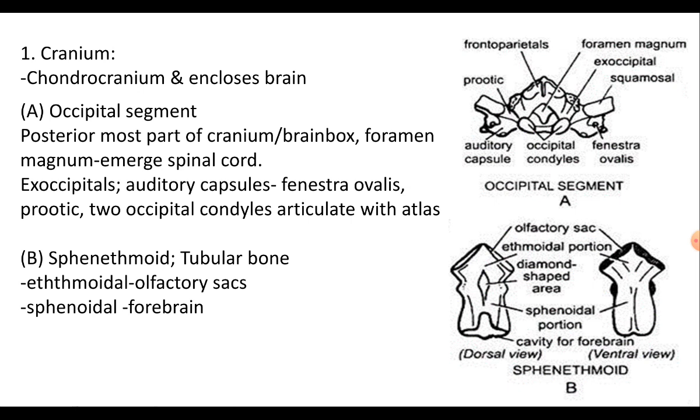The occipital segment of the cranium. Before I explain the occipital segment, the cranium is nothing but the brain box which encloses the brain, and it is completely cartilaginous in nature. Hence, the cranium in the frog is called as chondrocranium.